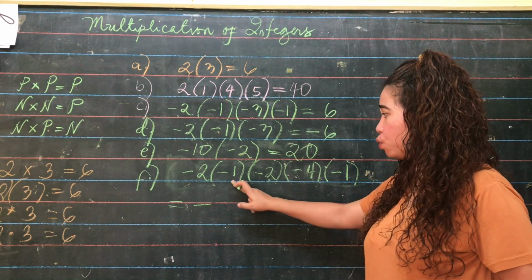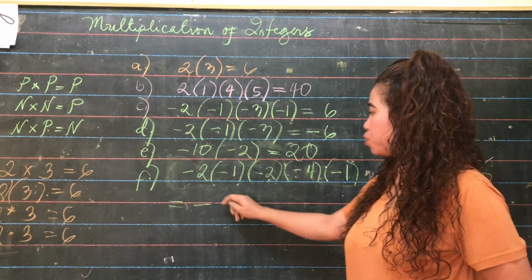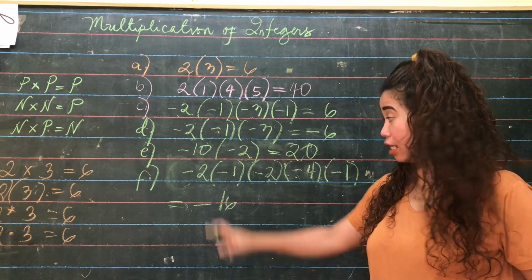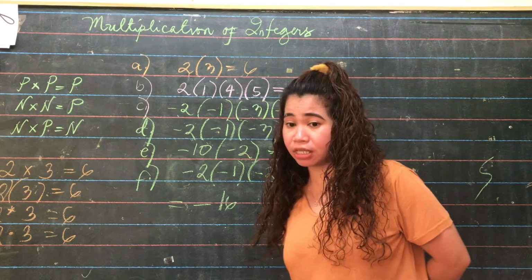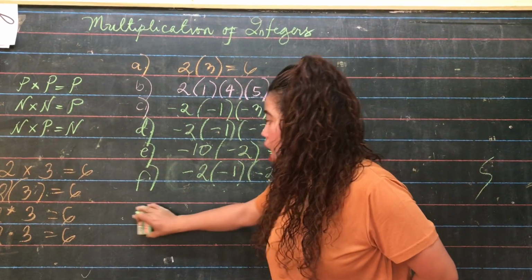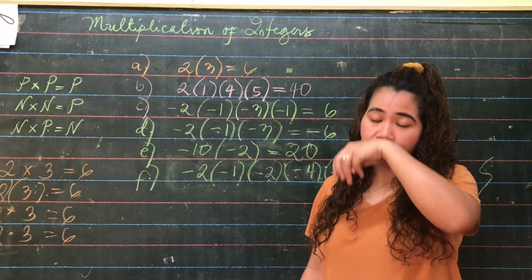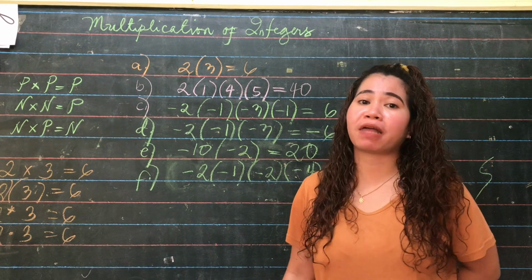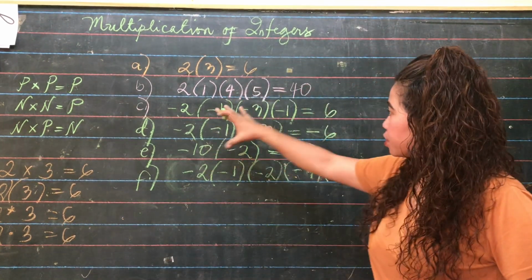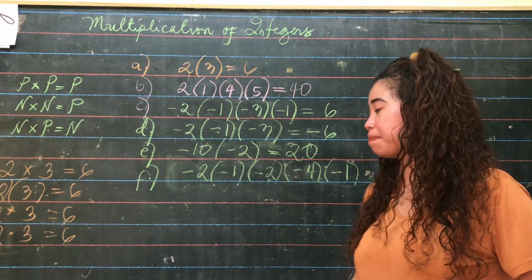2 times 1 you have 2, 2 times 2 you have 4, 4 times 4 you have 16, 16 times 1 you have 16. Negative 16 is the answer. Dili na to atong mag-pair-pair. I don't suggest nga mag-pair-pair. I-explain ko lang to para makita ninyo nga basta odd ang number of negative numbers nga gi-multiply, negative ang result. Proceed na ta sa different signs being multiplied.